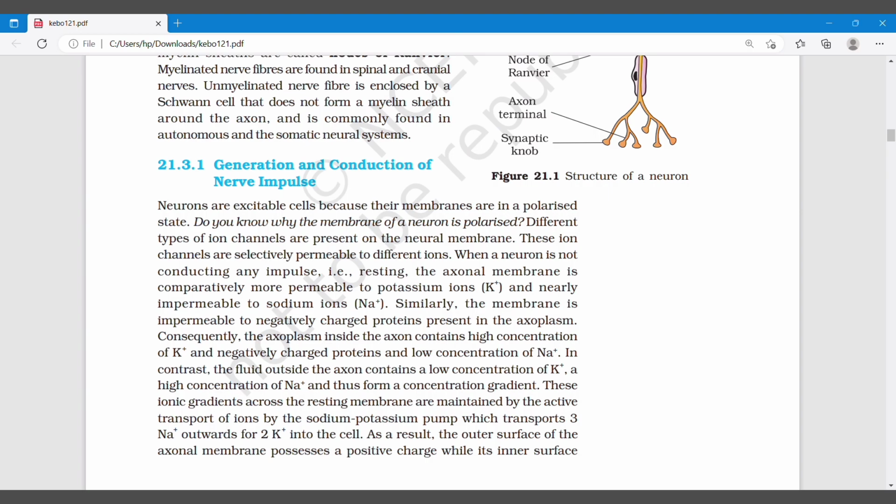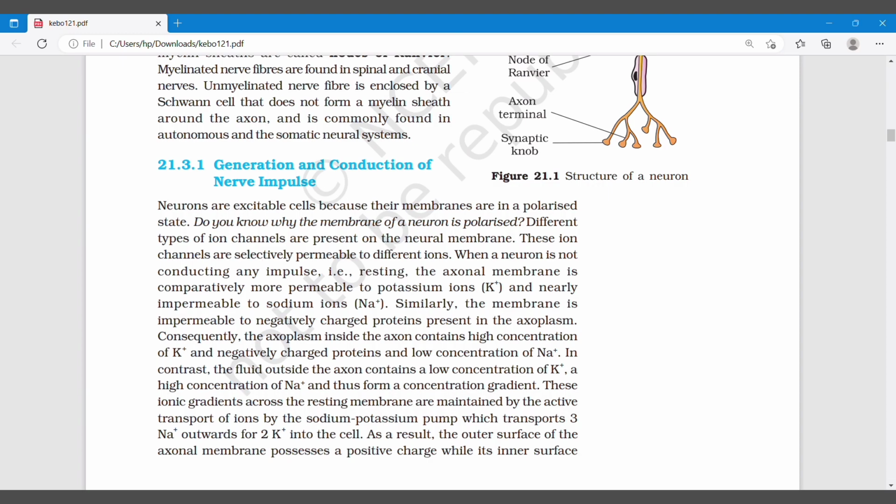21.3.1, that is generation and conduction of nerve impulse. Neurons are excitable cells because their membranes are in polarized state. Do you know why the membrane of a neuron is polarized? Different types of ion channels are present on the neural membrane. These ion channels are selectively permeable to different ions.